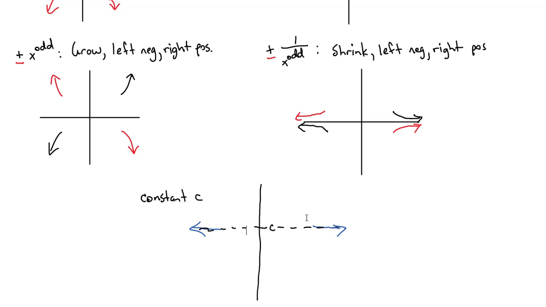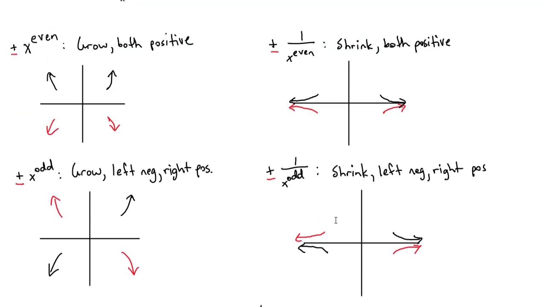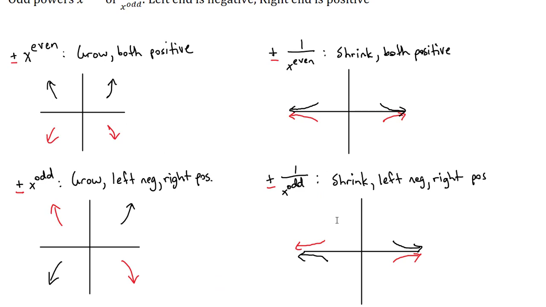And that is a summary of all the possible end behaviors, understanding the big picture, hopefully. I hope it was helpful for you. Good luck, get some practice.